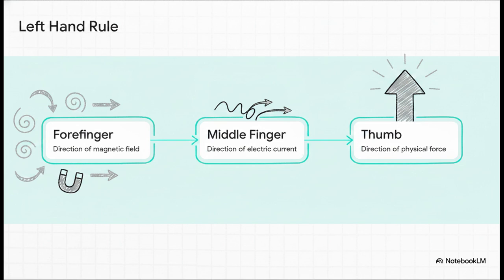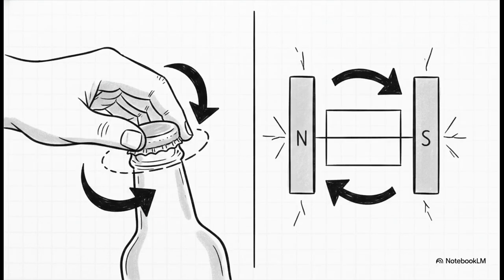Boom, we've just turned electricity into a physical push. But how do we actually make that push useful? Think about opening a stubborn bottle cap. You don't just push it from one side, right? Your fingers have to apply two equal forces in opposite directions to make it twist.